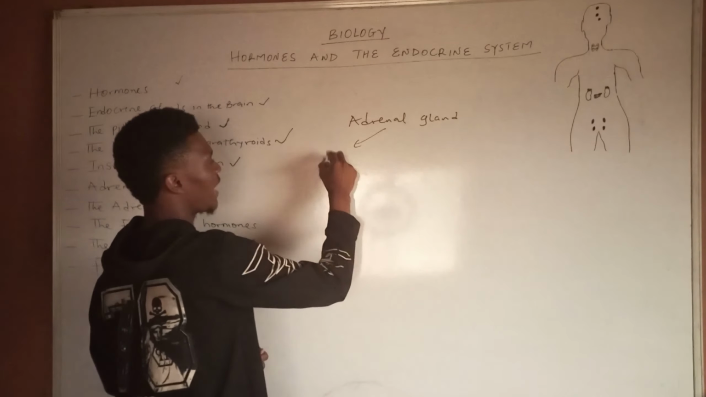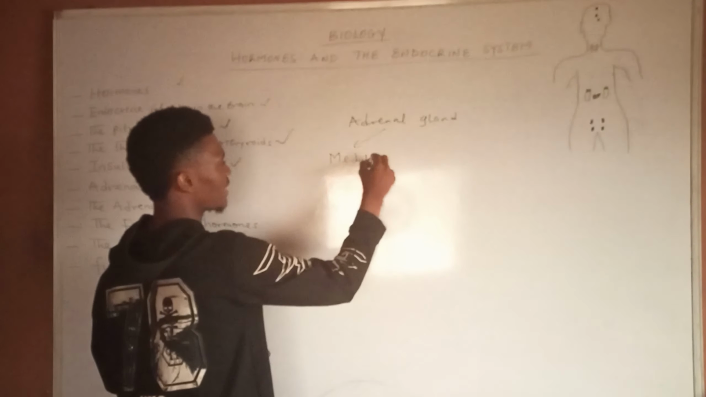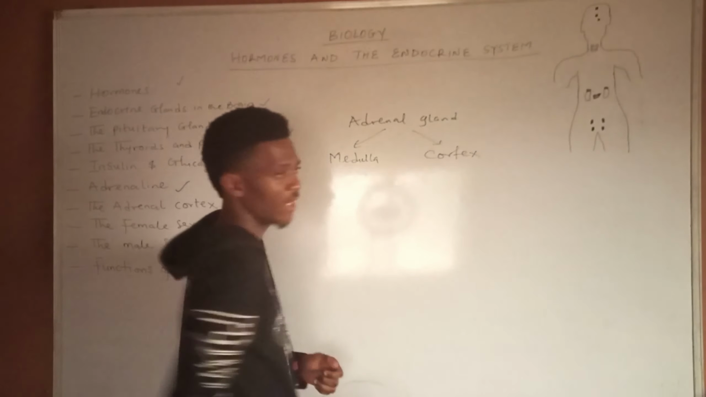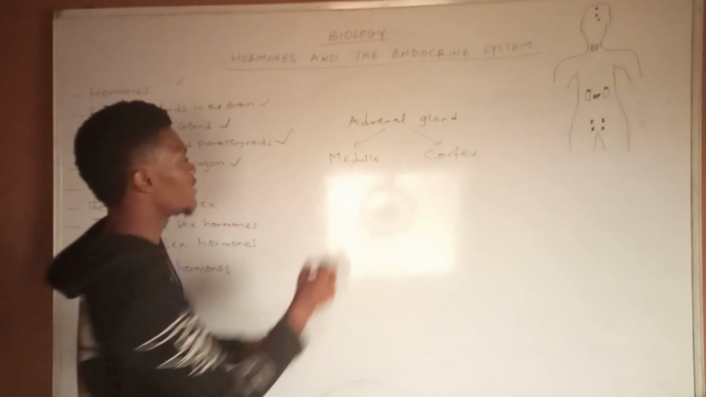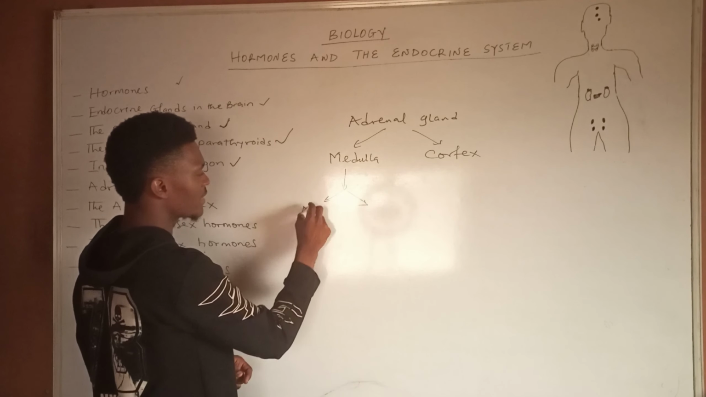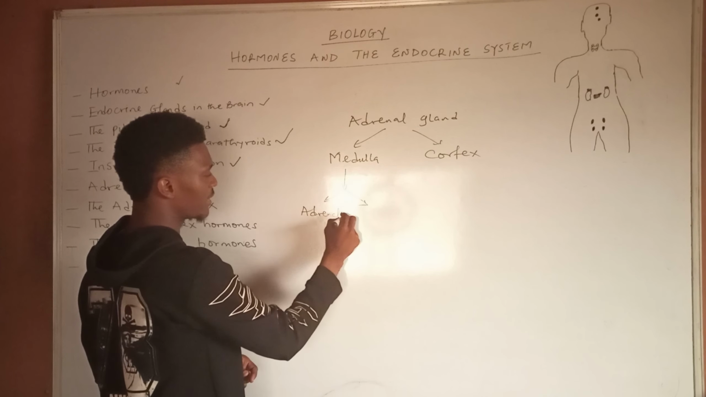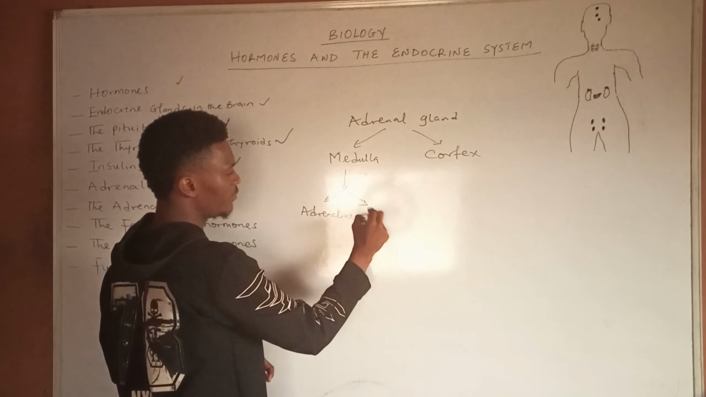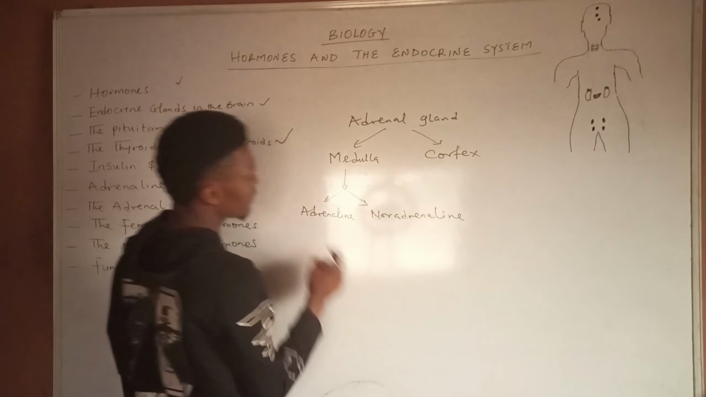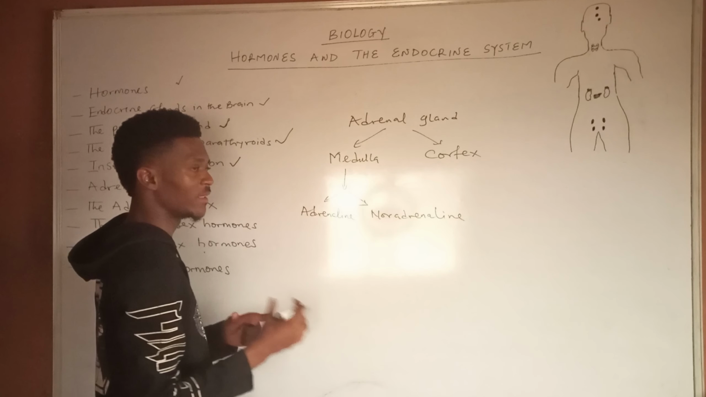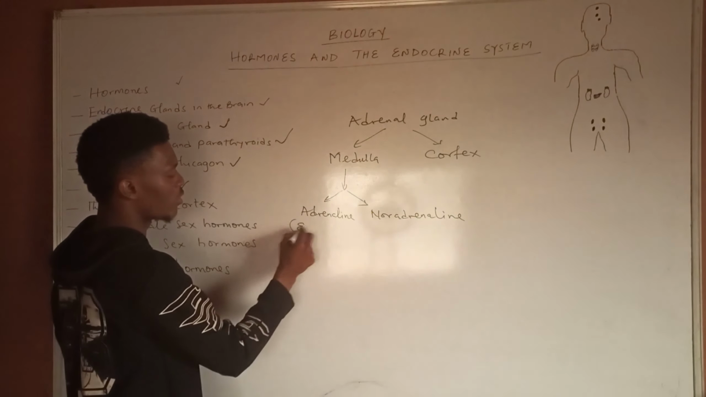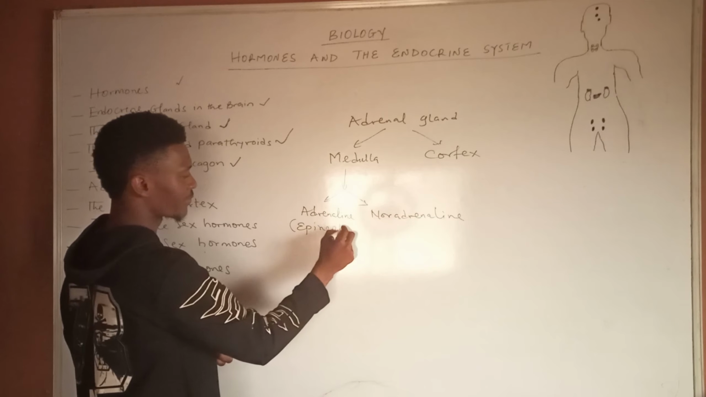Now, we have the adrenal medulla, that's the inner part, and we have the adrenal cortex, that's the outer part. So the medulla is what secretes two hormones called adrenaline and noradrenaline. Okay. Now, adrenaline and noradrenaline function hand in hand. This one assists the adrenaline in its function. Adrenaline is also called epinephrine.